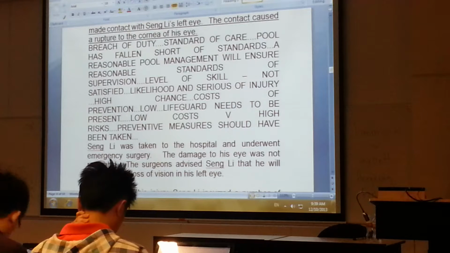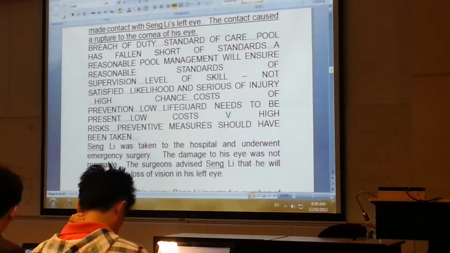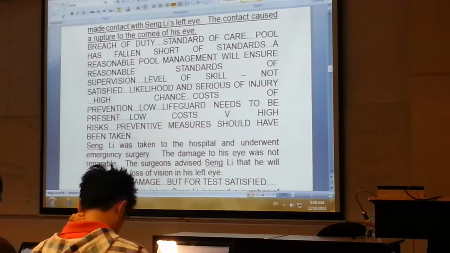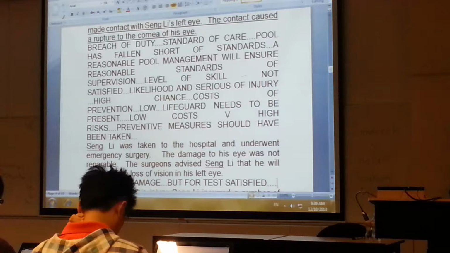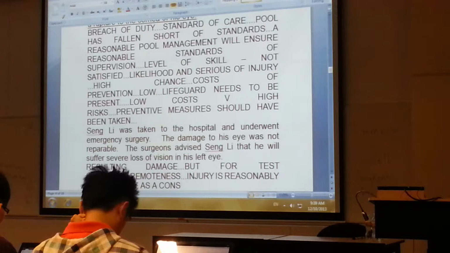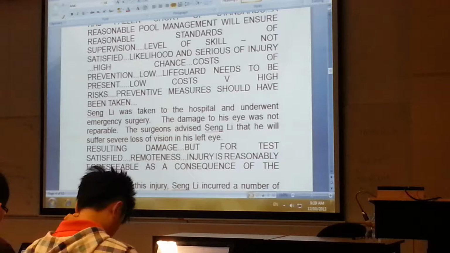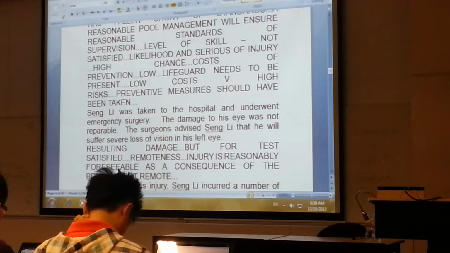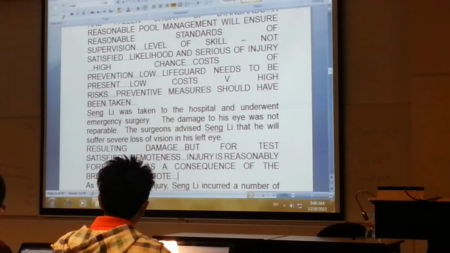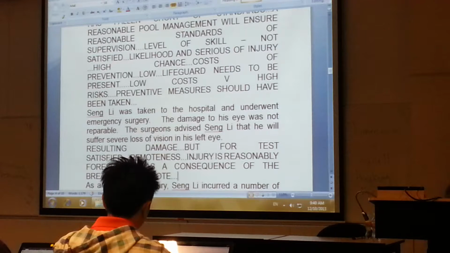Okay? So here we have the resulting damage to discuss. What happens here? But for test, satisfied. Undoubtedly, class, if not for the incident, you're going to suffer loss of eyesight. Then you discuss remoteness. Injury is reasonably foreseeable as a consequence of the breach, not remote. So we know that the injury class sustained here is something which you can foresee. It's not something out of the ordinary. Someone might be injured in the pool. That's always foreseeable.